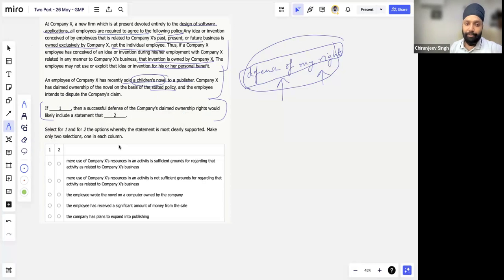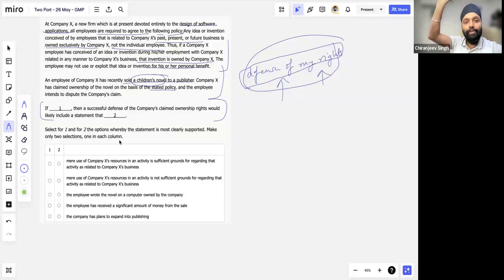So then I'll go to the options, and I'll tell you how, because I actually just solved it for the first time just a few minutes ago. Okay, I can tell you how I went about it. So if then it talks about mere use of resources in an activity is sufficient grounds for regarding that activity as related to company X's business. So it's now talking about use of company's resources as sufficient grounds for calling that activity as related to company's business.